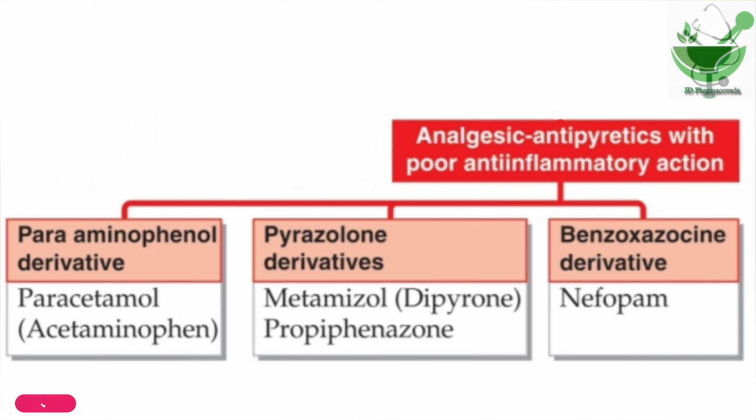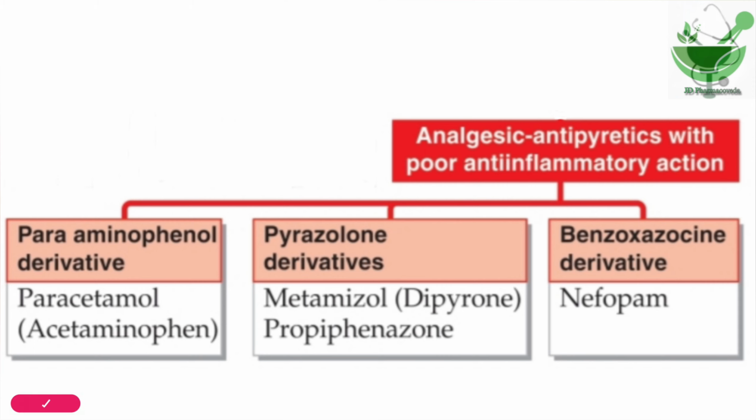Then the next category is analgesic antipyretics with poor anti-inflammatory action. First of all, the para-aminophenol derivative, the drug is paracetamol or acetaminophen. Then the next derivatives are pyrazolone derivatives, the drugs are metamizole, propyphenazone. Next category is benzoxazocine derivative, nefopam.